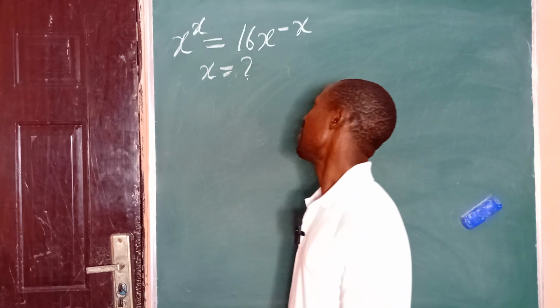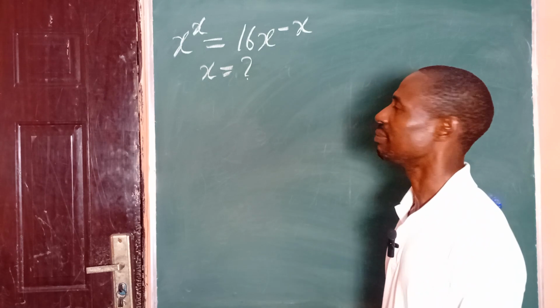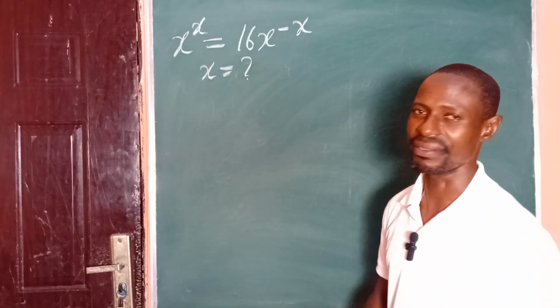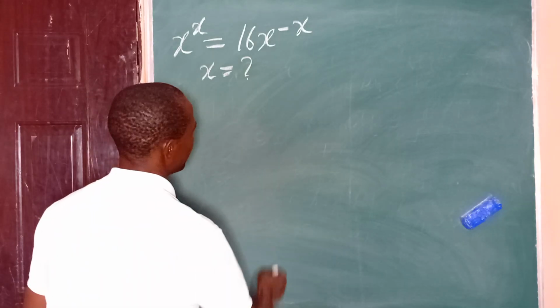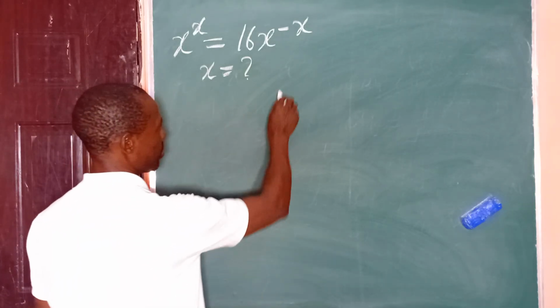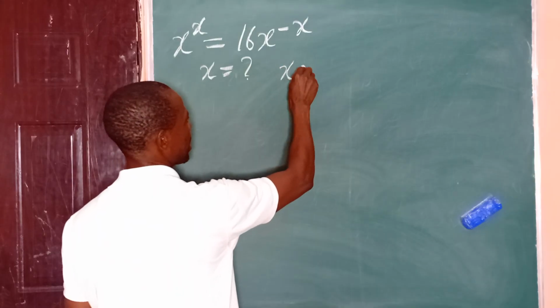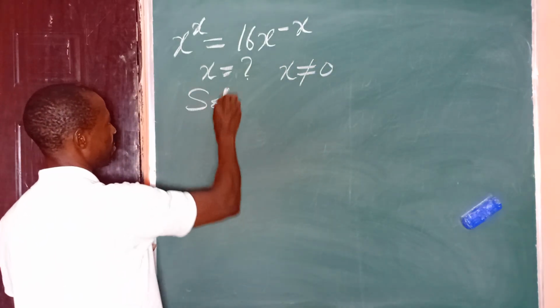We have x to the x equal to 16x to the minus x, and we want the value of x here. From here, if you check carefully, you discover that x cannot be equal to 0. That is the number one assumption we have to take here. x cannot be equal to 0. So let's take our solution from here.